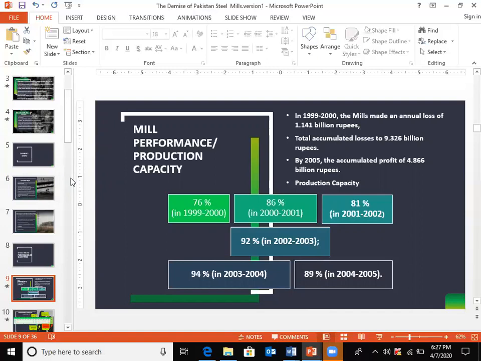And then if you look at another time period, you see that the Pakistan Steel Mill actually had an accumulated profit of 4.866 billion rupees in 2005. So the question is, what was going on?